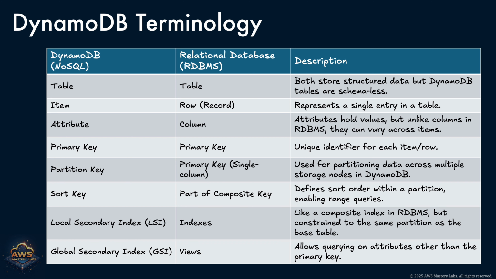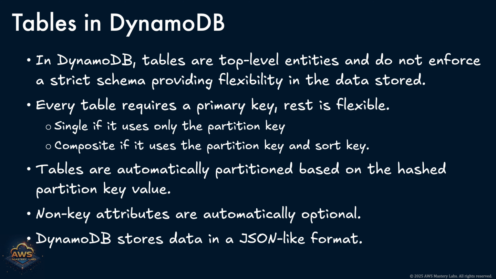In Amazon DynamoDB, tables are top-level entities and designed with schema flexibility, allowing each item, row, to have a different set of attributes. Unlike relational databases that enforce a predefined schema, DynamoDB's schema-less structure makes it ideal for applications that require dynamic and evolving data models. Every table in DynamoDB requires a primary key, which determines how data is stored and accessed. The primary key can be either a partition key, a single attribute, similar to a unique primary key in relational databases, or a composite key consisting of a partition key and a sort key.